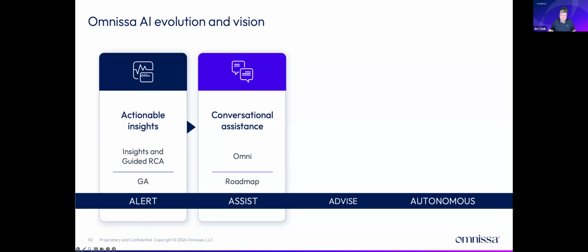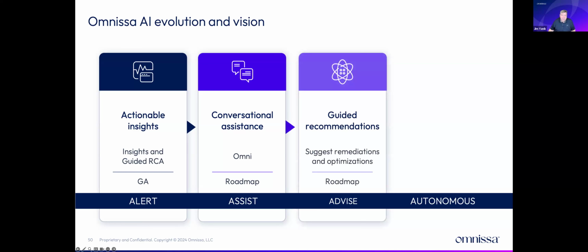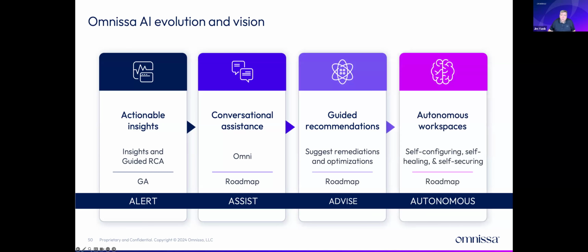So this falls into more of the advise department. We're going to do some guided recommendations, so you'll have a list of remediations and optimizations that you could work through, that the AI and machine learning is in the background picking up and then offering to you as part of your console. And finally, what I talked about earlier, this whole goal of autonomous workspaces: self-configuration, self-healing, self-securing. We're building that in as we go. So that's probably not going to be a big release of autonomous workspaces. It'll probably be pieces and parts over the next couple of years.